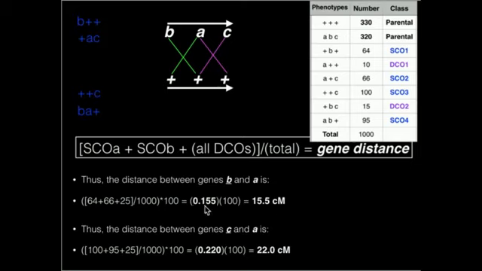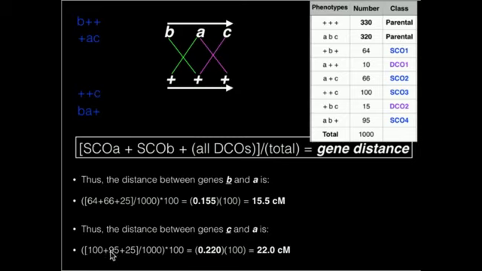But this number, this 0.155, prior to multiplying by 100, keep this number in mind because we're actually going to use this in a future calculation. Okay? Now, map distance between C and A. So I'm just going to use the other ones because I have to use those in a calculation. Plus plus C, that is single crossover 3, 100. The other one, BA plus, so BA plus is 95, single crossover 4.